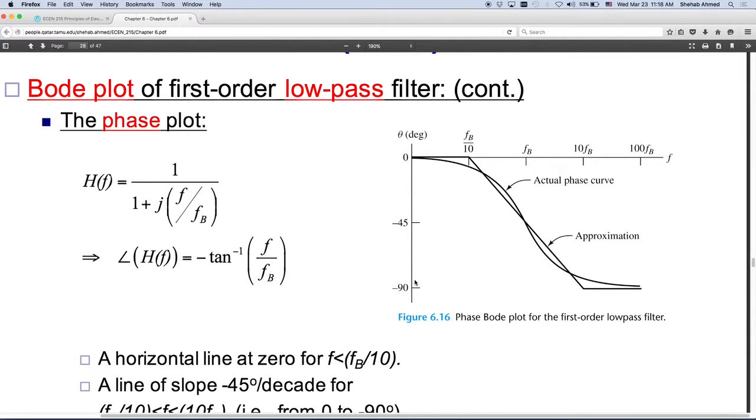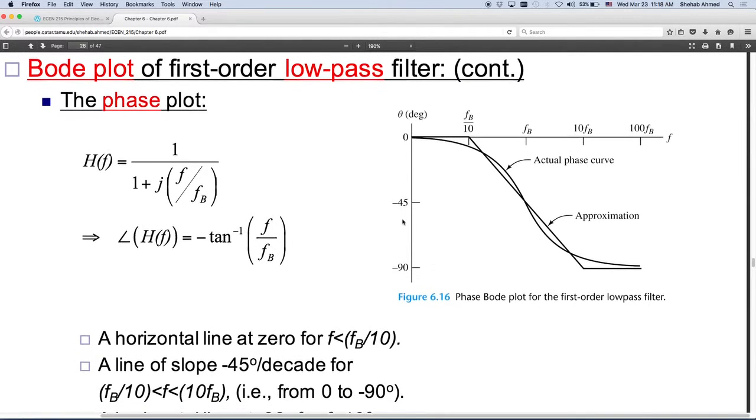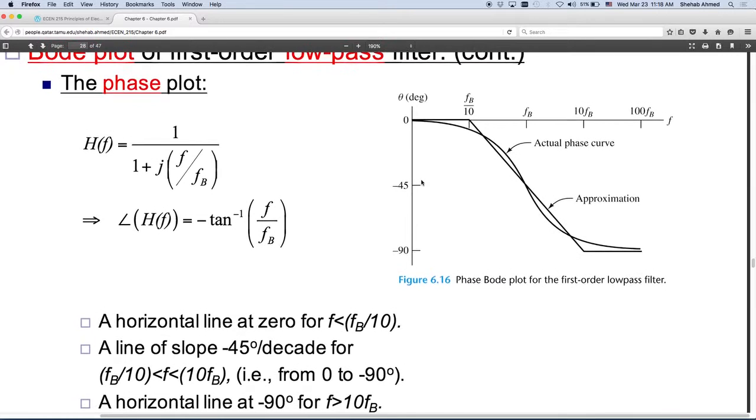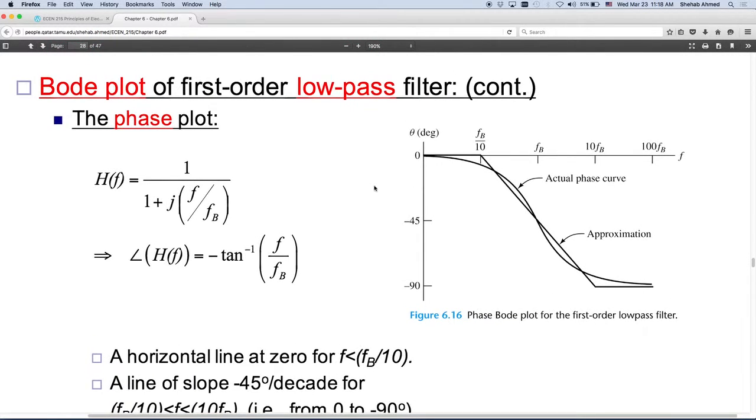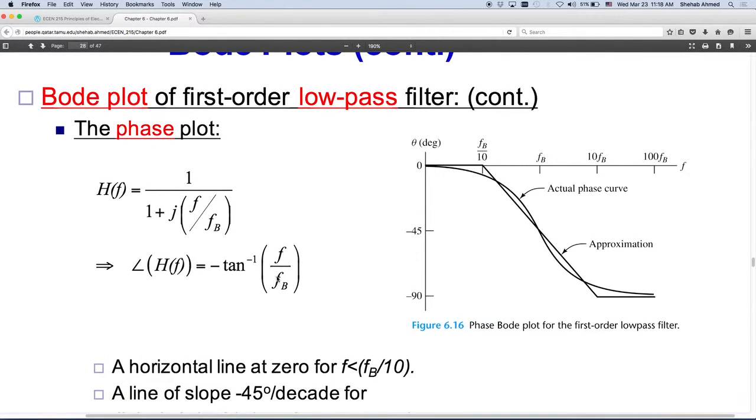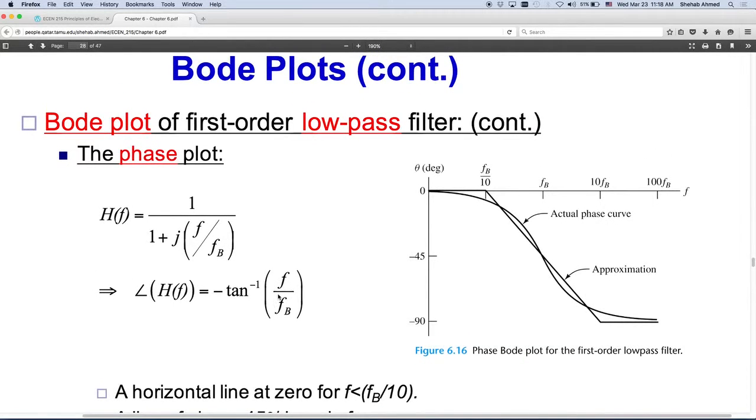And of course, this is a linear scale, and then this is a log scale. So this is a log scale for frequency. This is a linear scale for angle. We're only drawing the log scale for magnitude, right? For angle, it's a linear scale, and frequency is always log scale. So again, same thing. We will have an asymptote. So if you look at this, punch some numbers at low frequency. See what the angle is.